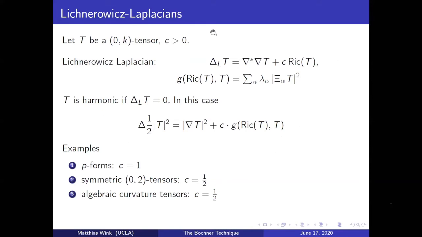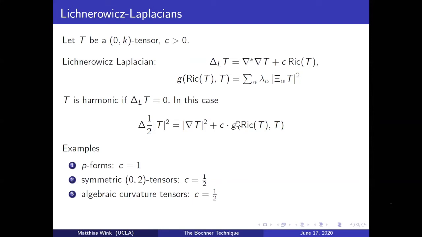The Bochner technique works well for other types of tensors too. We can look at symmetric two tensors, and the only modification that we really need is to adjust the curvature term by a constant, namely by a half. But the case that we're really interested in for this talk is the case of algebraic curvature tensors. In this case we also need c to be a half, but otherwise the general strategy is exactly the same.